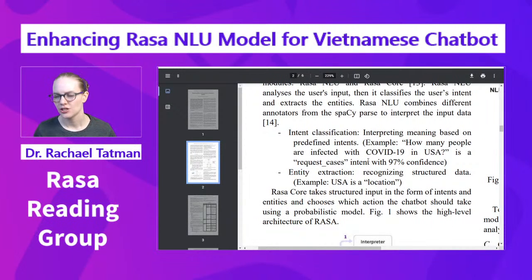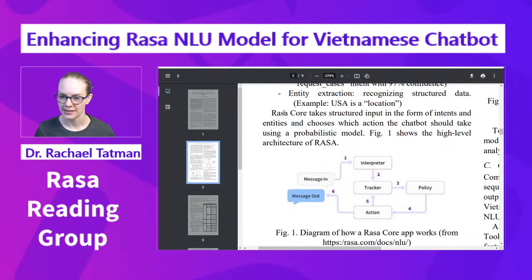So, intent classification: interpreting meaning based on predefined intents. Example: "How many people are infected with COVID-19 in the USA?" is a request cases intent with 97% confidence. And this would be an intent to ask about the number of cases. And then entity extraction, recognizing structured data. Example: USA is a location, and that is looking at a text string, identifying which characters in the string belong to an entity and which entity that is.